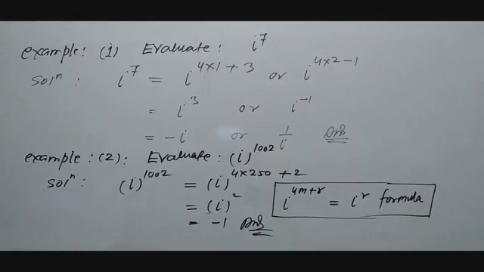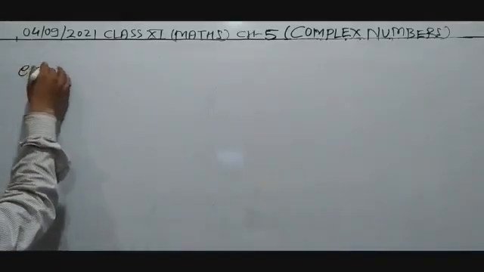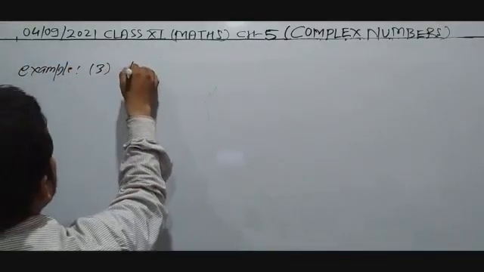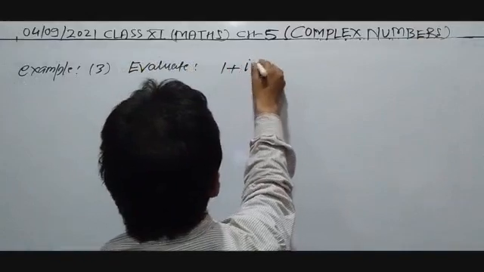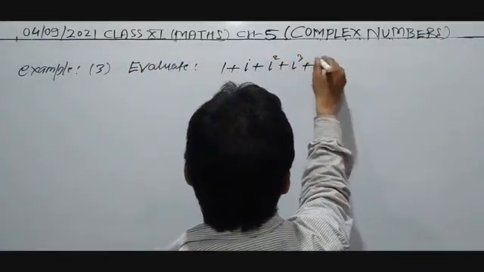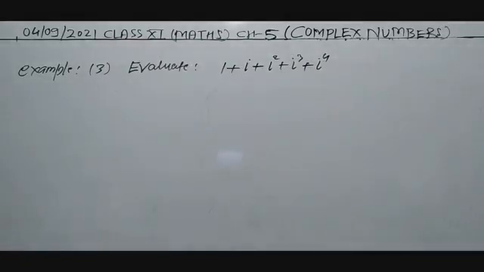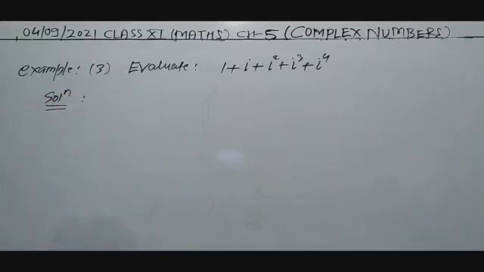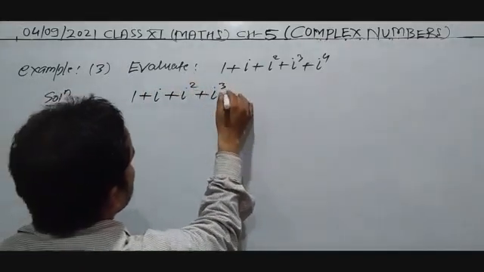Now I will come to the third example. Third example is example number 3. Evaluate 1 plus i square plus i cube plus i to the power 4. We have to evaluate this term. So solution is, since it is given 1 plus i square plus i cube plus i to the power 4.